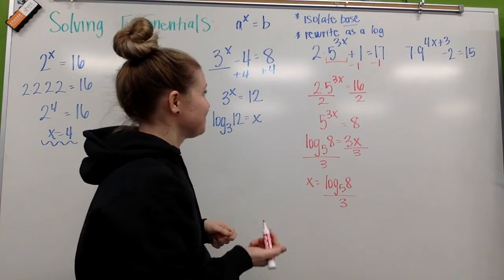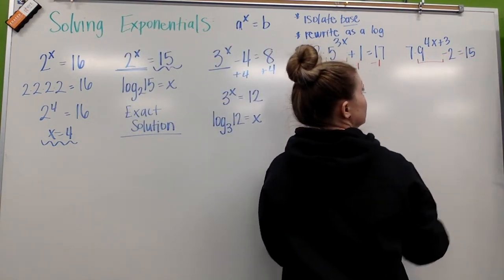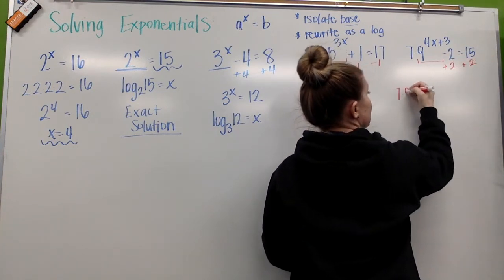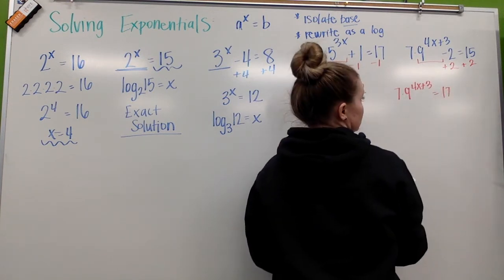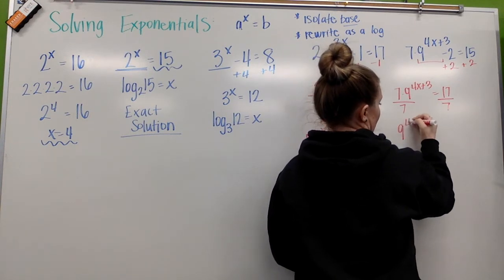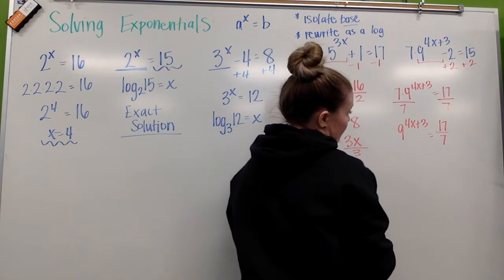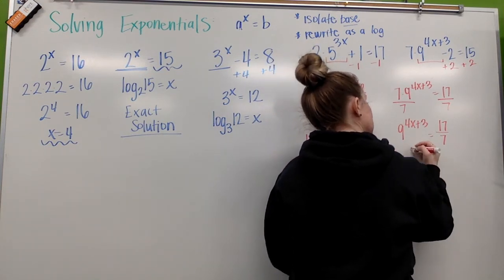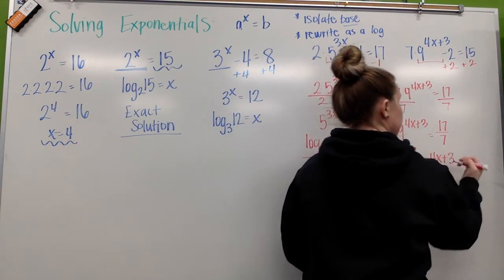All right, so I'm going to isolate my base here, which is my 9. So I'm going to add 2. So 7 times 9 to the 4x plus 3 equals 17. Divide both sides by 7. So 9 to the 4x plus 3 equals 17 over 7. Rewrite that as a log, so log base 9 of 17 over 7 equals 4x plus 3.